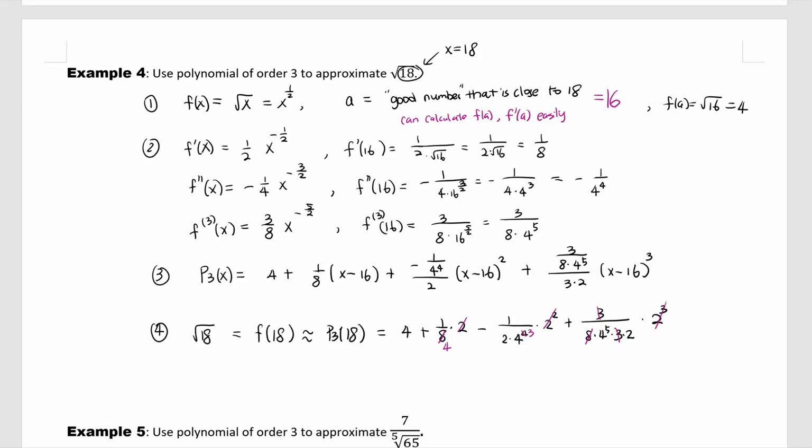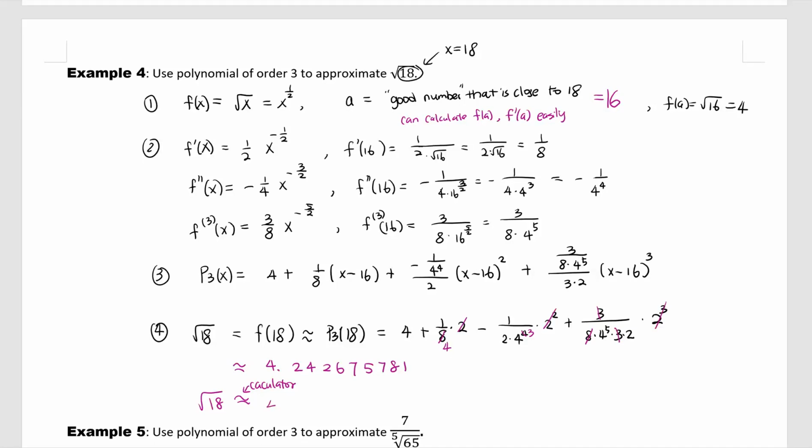So my answer is approximately 4.242675781. Okay, let's check our work. So if we plug in our calculator, what's square root of 18?